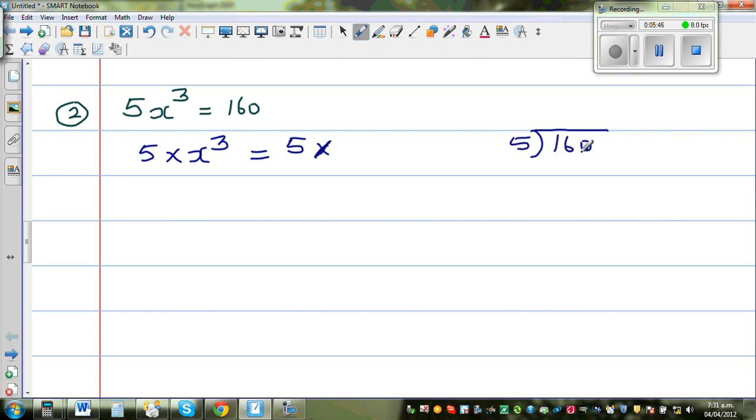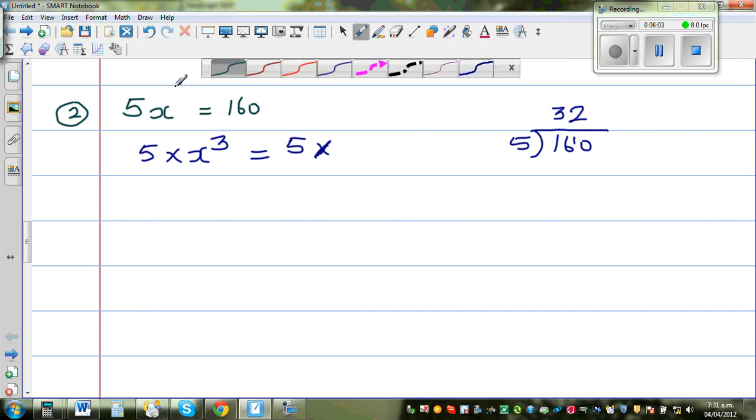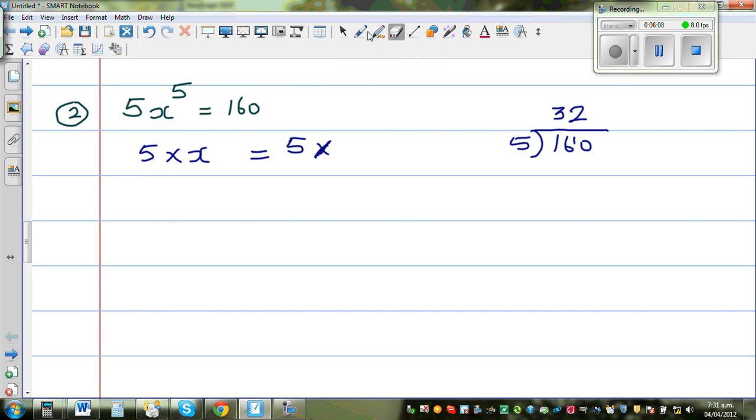5 goes into 16 3 times, with remainder 1. Sorry, I need to change this to x cubed equals 5 times something, so this also has to change to 5. I was not thinking when I was making this example up. So 5x cubed is 160. From this, can you understand, 160 is equal to 5 times 32.